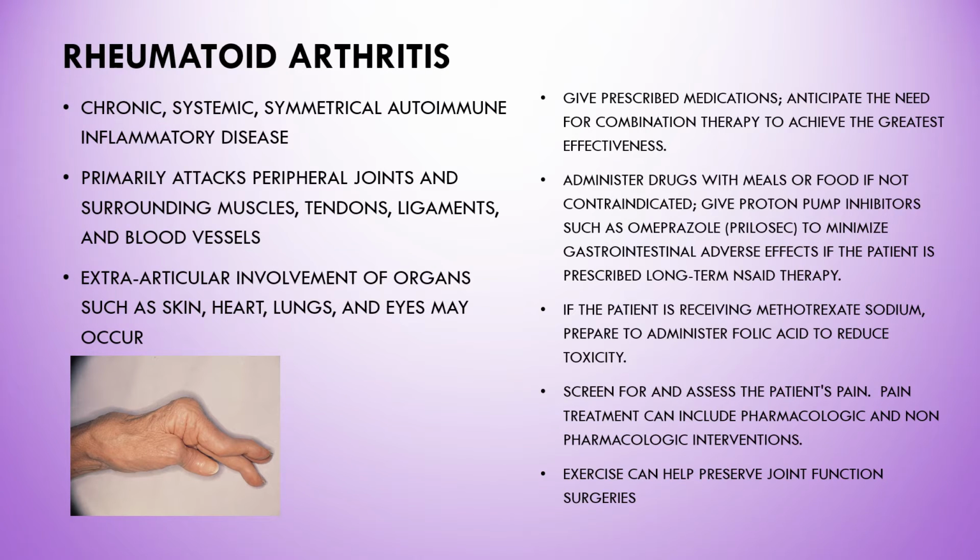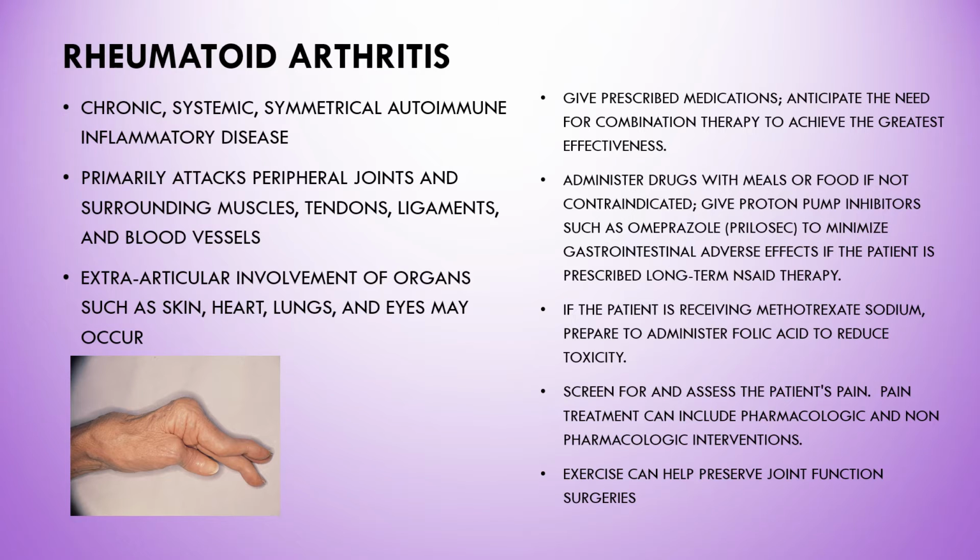So rheumatoid arthritis can be chronic, systemic, and symmetrical. It is an autoimmune inflammatory disease. It primarily attacks peripheral joints, but it can also attack muscles, tendons, ligaments, and blood vessels. There is extra-articular involvement of organs such as skin, heart, lungs, and eyes.